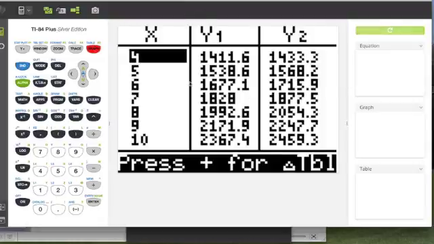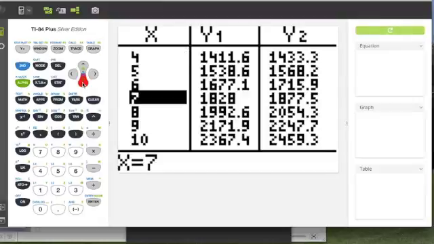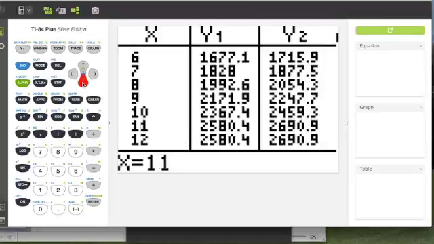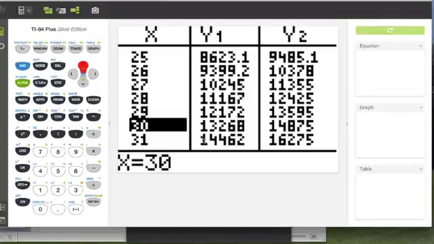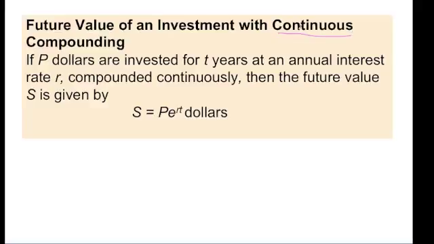And you'll see here that given this x value, this is the y1 value and the y2 value. So let's go down. And y equals 30, and now see it goes beyond that. But here on the y equals 30 row, we'll find out that for compounded annually, it's $13,268, and compounded daily, it's $14,875.